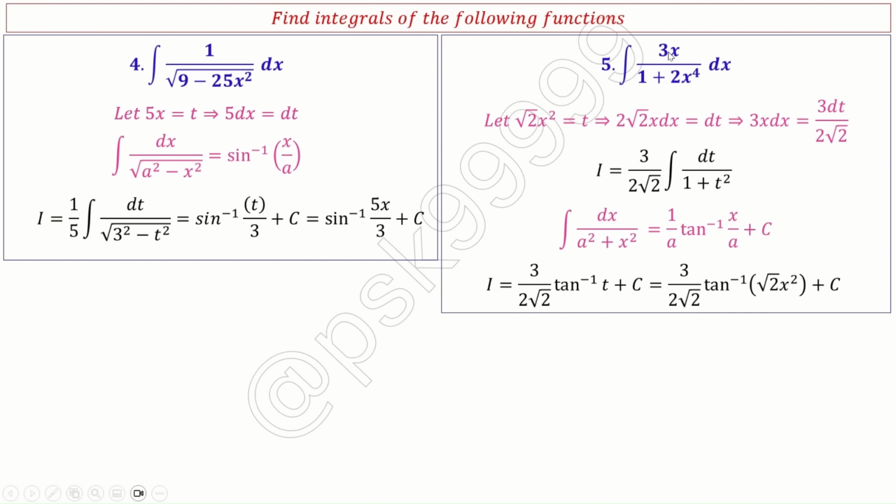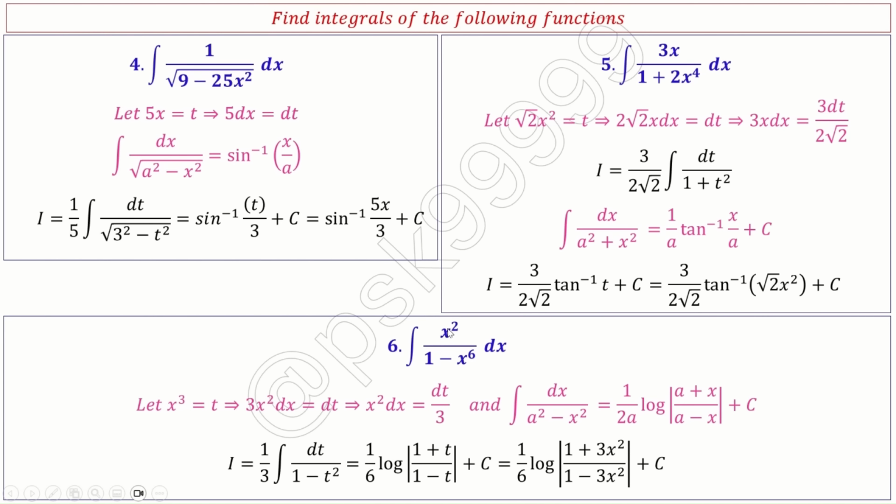Okay, so now I will just convert this into this form. Integration is nothing but 3 by 2 root 2 integration of dt by 1 plus t square. This is in this form, correct? Tan inverse x by a form. So the final answer is 1 by a, which is 3 by 2 root 2. a is 1 here, so no change. Tan inverse of root 2 x square plus constant.